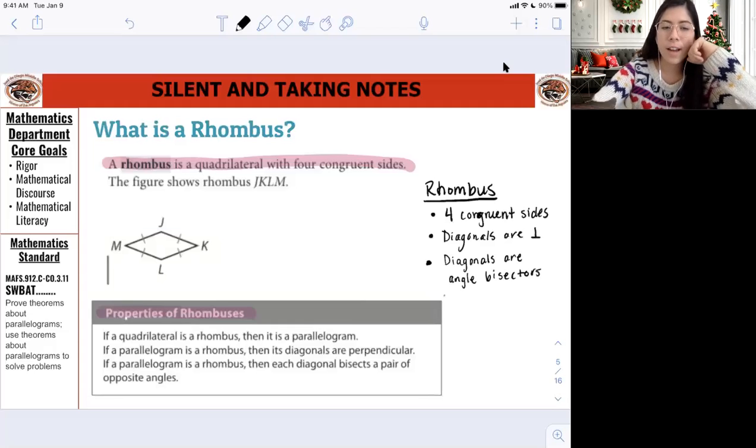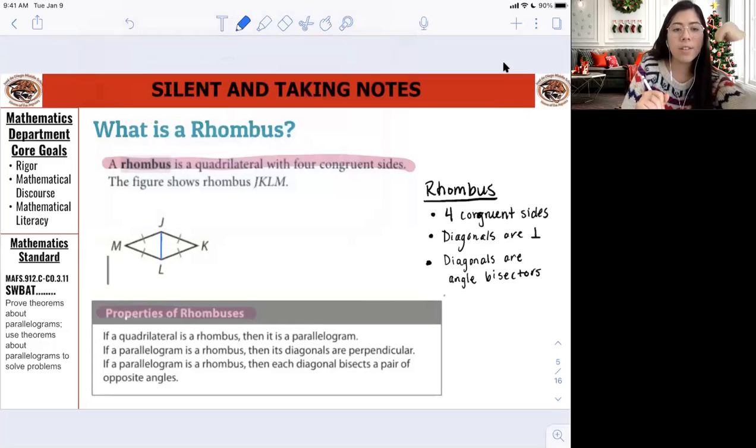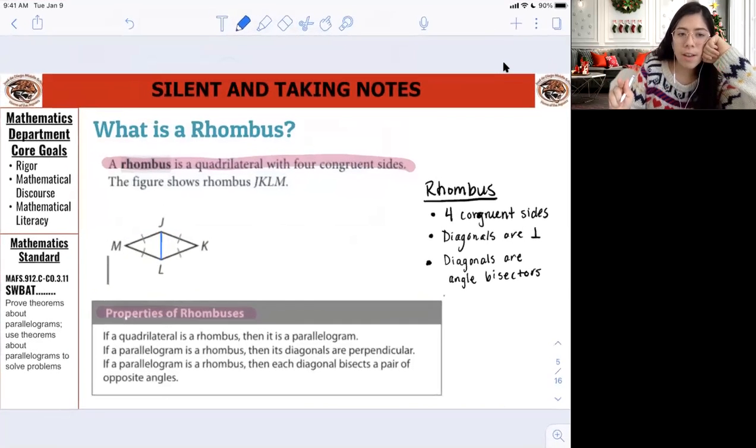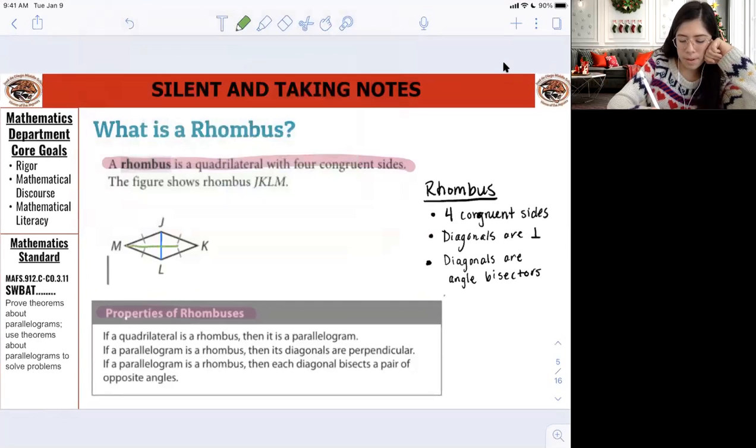They cut the angles in half. Exactly. So let's take a look at this example, this little rhombus here. JL is one of the diagonals. What JL does is it cuts angle J in half as well as angle L in half. Same thing with MK. That was really badly drawn.